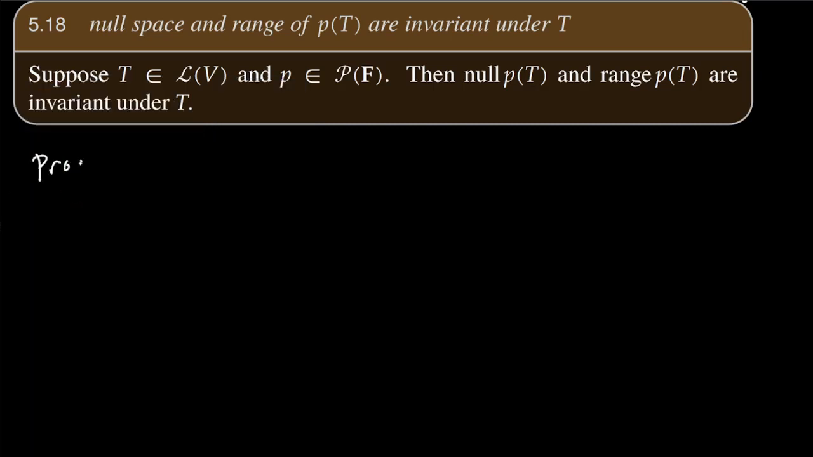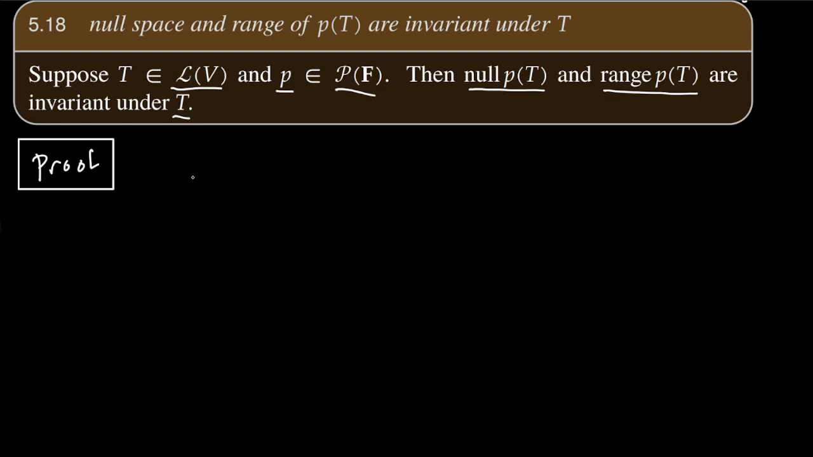So, proof. Let's prove that if T is an operator on V, that is a linear map from V to itself, and P is a polynomial with coefficients in the same underlying field that V has, then the null space of P of T and the range of P of T are invariant under T.